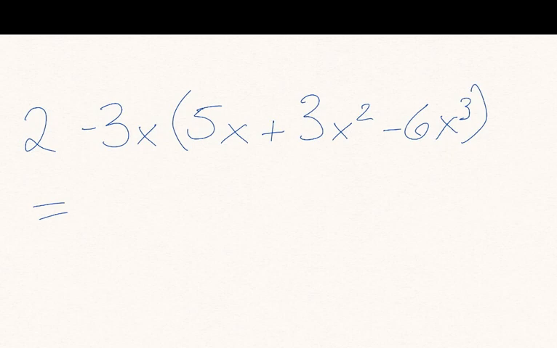So, what is multiplying the parenthesis? Negative 3x. Negative 3x? Yep. So, what would be the full answer? If you multiply out all the terms, what do you get? Is this 2 part of the expression? It's part of the expression, yes.